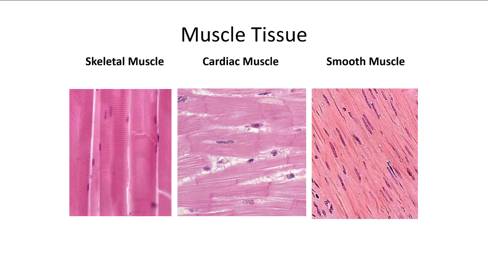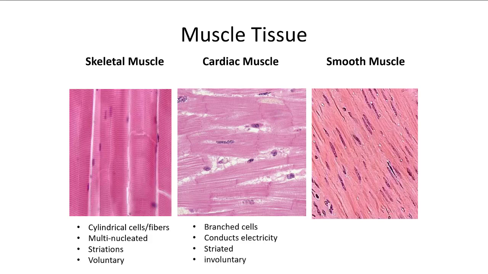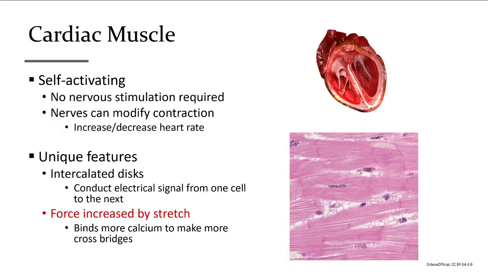There are 3 types of muscle tissue: skeletal muscle, cylindrical cells known as fibers. They have many nuclei, they're striated, and they're voluntary. Cardiac muscle, on the other hand, is also striated like skeletal muscle, but it only has 1 nucleus. It can conduct electricity within it, and it's involuntary. Smooth muscle is also involuntary, but it's smooth, no striations, and these ones are found around organs and vessels.